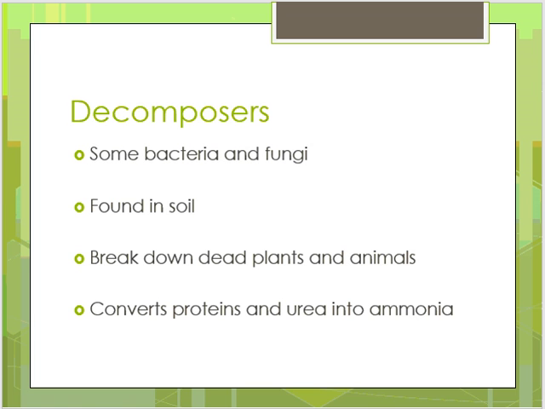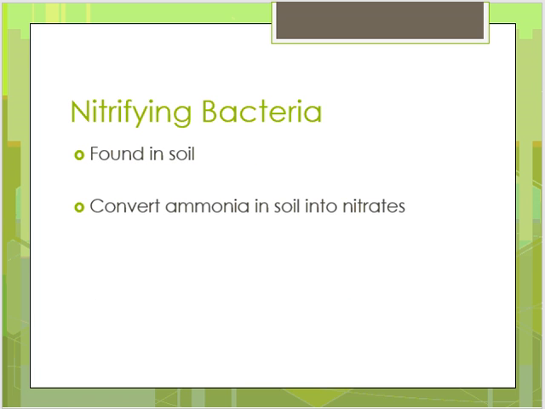Okay, the next type of bacteria we have is nitrifying bacteria. These are found in soil, and they convert ammonia into nitrates. Because again, ammonia is not something that can be used by the plants, so it converts it into nitrates, which can be used by the plants.